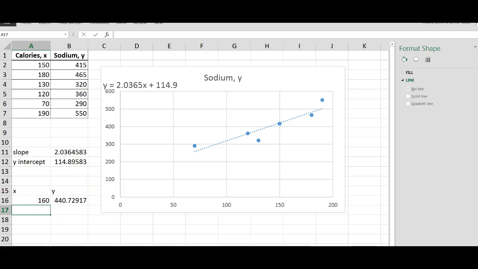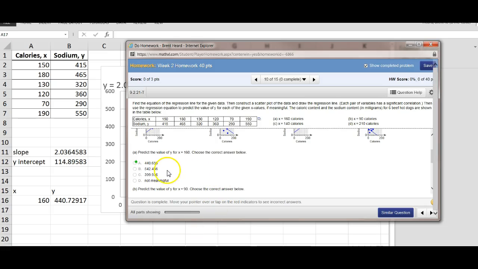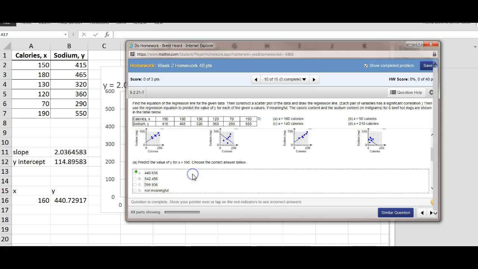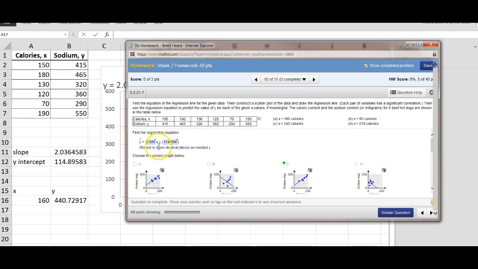I just like using Excel because it makes it so much easier when you do the same thing over and over again. So let's see if we were correct. You know we were. 440.656. Oh, and you say, Brent, this is different. You want to know why it's different? It's because for this value, they used the rounded to three decimal places.